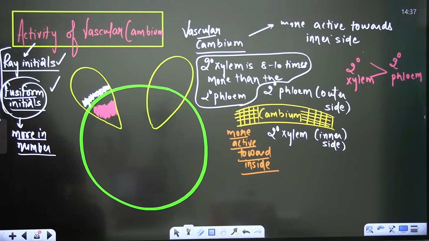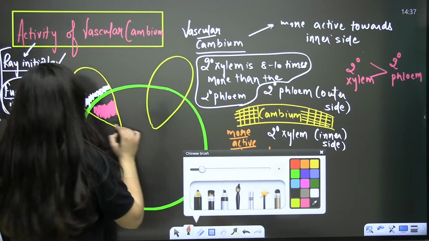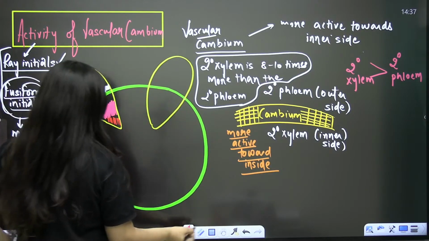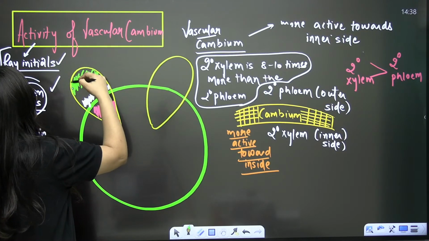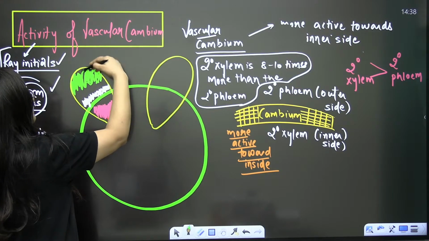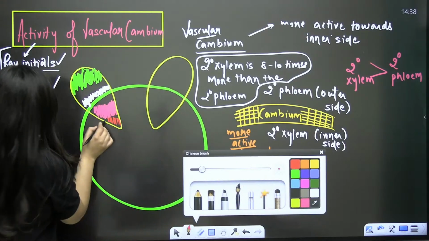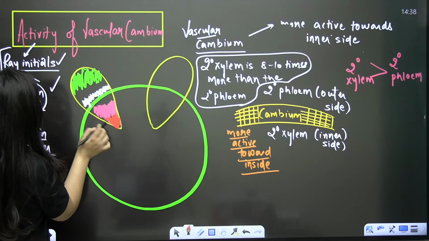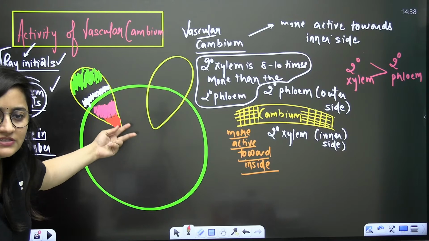Now, see, you already know that primary xylem was present there and the secondary phloem was also there. I hope you know about it. So primary xylem is present towards this pith region.